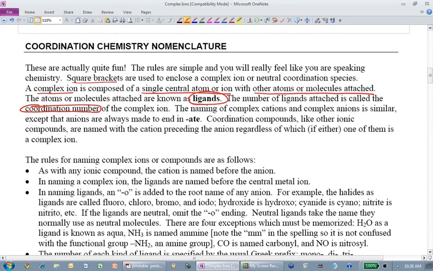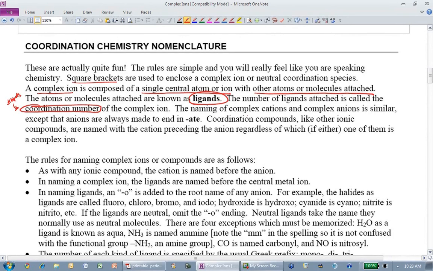All right, so coordination number of the complex ion. Again, that's how many ligands did you put? So it's just simply the number of ligands. Even numbers are more prevalent than odd numbers. So 2, 4, 6 are probably our most common.